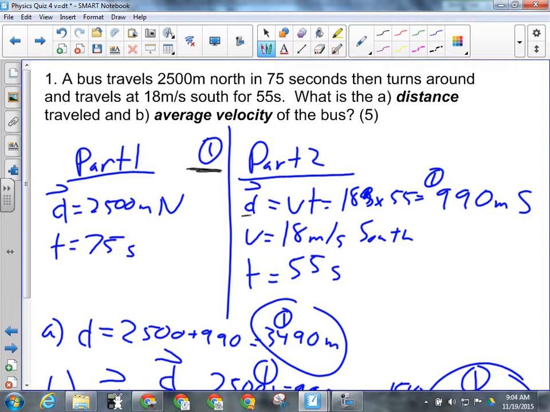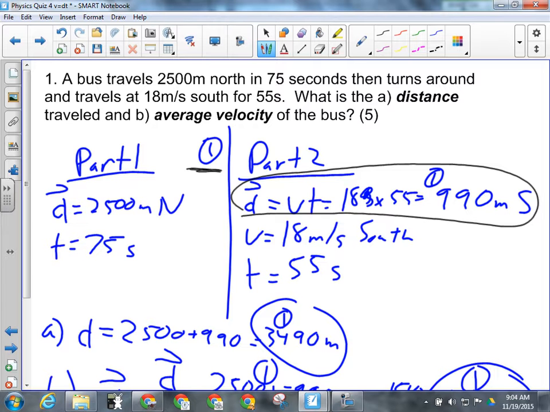Give them a mark if they've got this calculation, where they manipulated v equals d over t to solve for d. So d equals v times t. That's 18 meters per second times 55 seconds, for 990 meters south. Everyone with me so far?